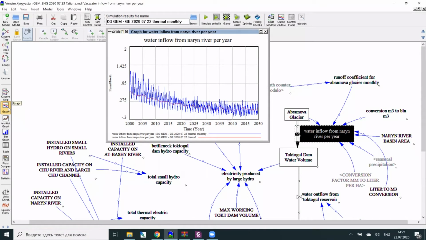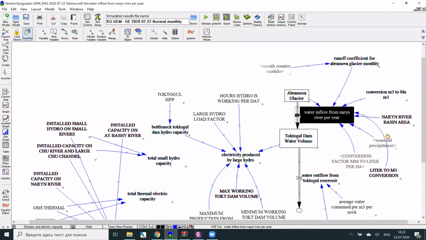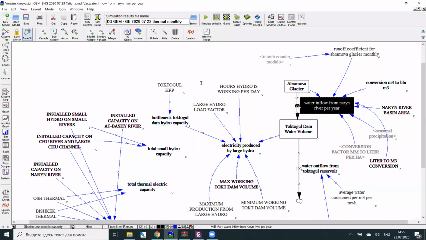What else do we need to review? I mean, precipitation is constant. The runoff coefficient has that seasonal change, but it doesn't change by 2050. All the other factors are constant, like the conversion and the river basin area. So what else can we look at to find where the decline is coming from? Look at the equation for the water inflow. Glacier is constant. Or is it? Yes, it is. I haven't done anything to it. But let's check the graph of the glacier.